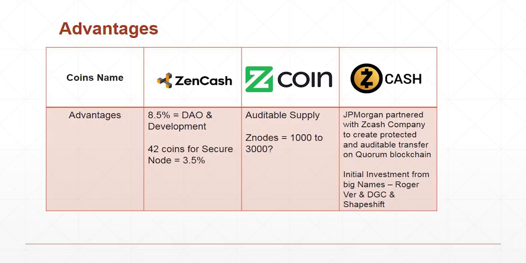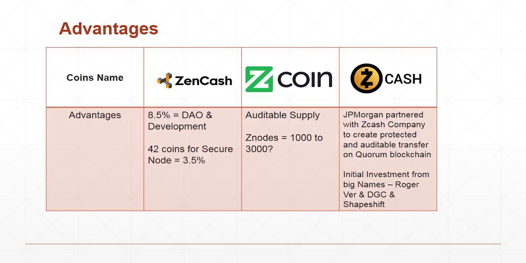For ZCoin, the advantage is that there's an auditable supply, because the total amount in circulation and the amount being sent can be audited. And for the nodes which are coming out, you can get a node for 1,000 to 3,000 tokens. It's not confirmed yet, but they're working on it, and it's supposed to come out sometime mid-November.